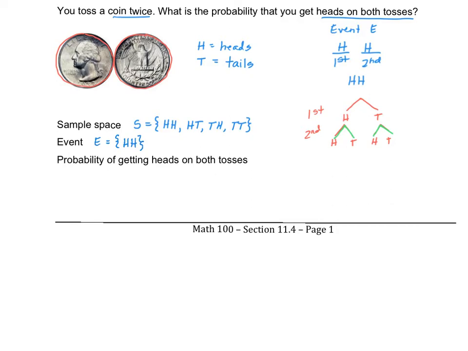Now, let's go to the probabilities. The probability of getting heads on both tosses, well, you may see it written this way. P for probability, parentheses would be the event, and that would be heads on both tosses. So that's the particular event we're looking for. But I can also abbreviate this as the probability, parentheses, heads first, heads second toss.